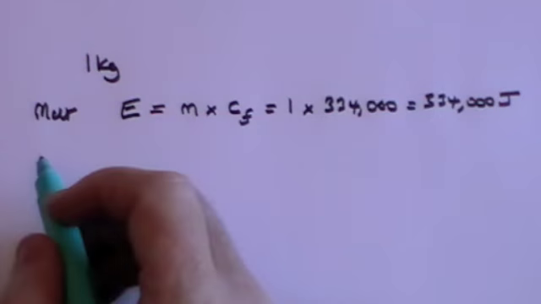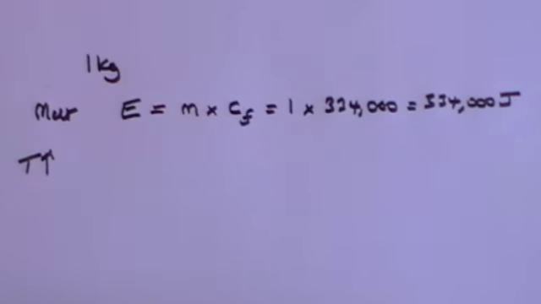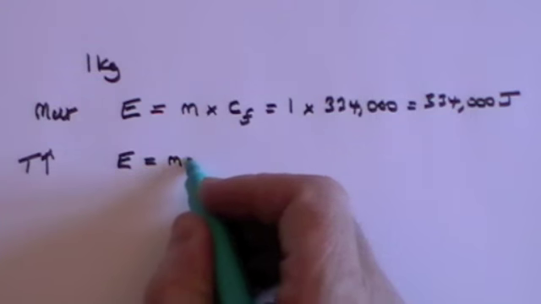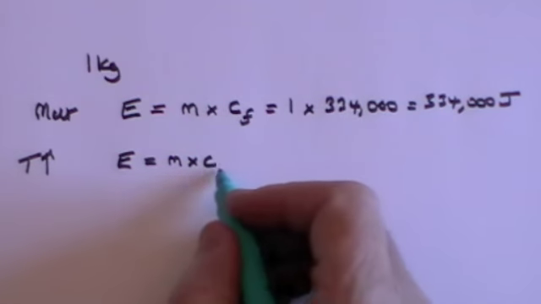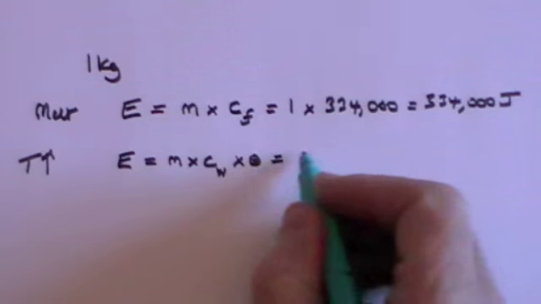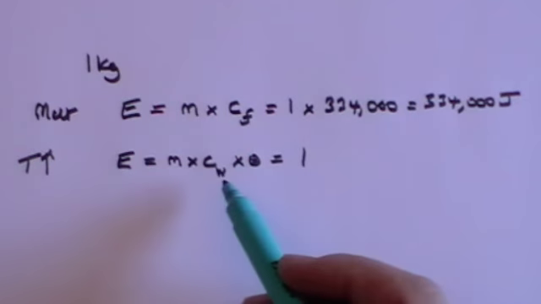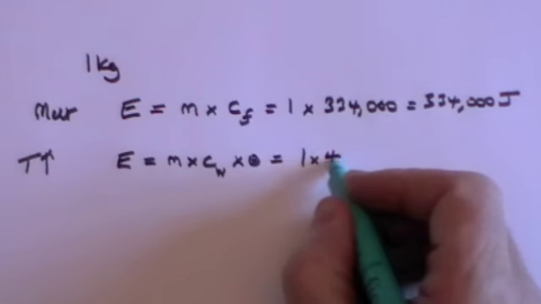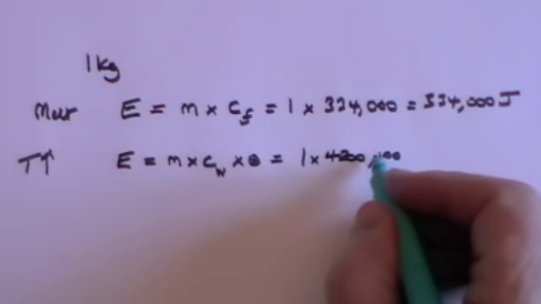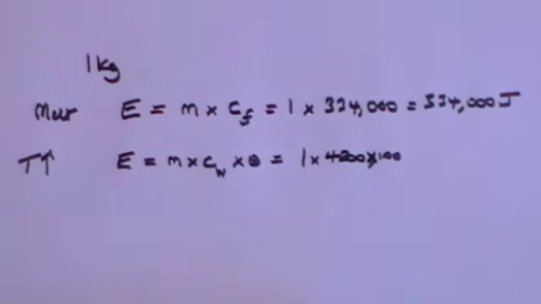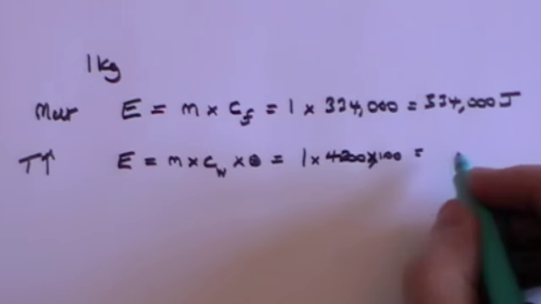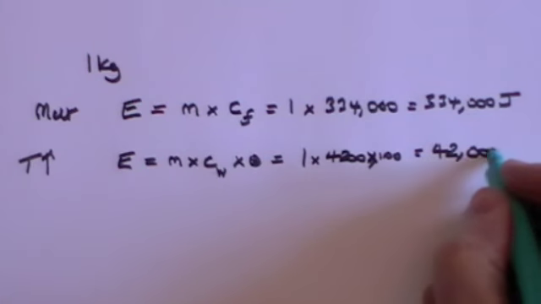Now we need to raise the temperature from 0 to 100 degrees. So the energy now is going to be the mass times the specific heat of water, this is not fusion or boiling, times the temperature change. Well, that's going to be 1 because it's a mass of 1. The specific heat for temperature change, remember, was just a mere 4,200, and the temperature change is 100, sorry, that should be a times 100 because we're changing it by 100 degrees, and that's going to be 42,000 joules.